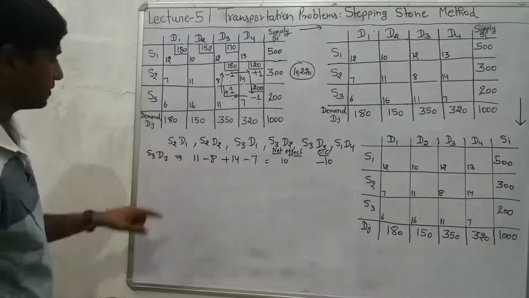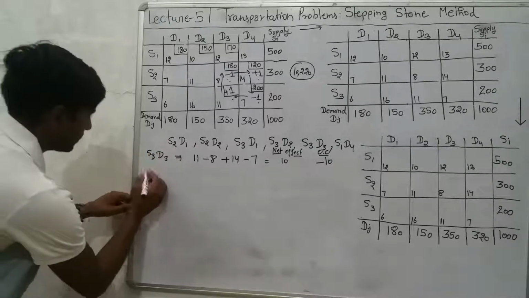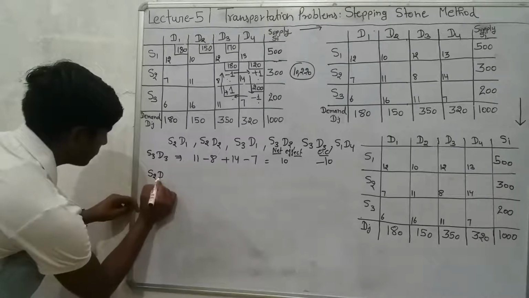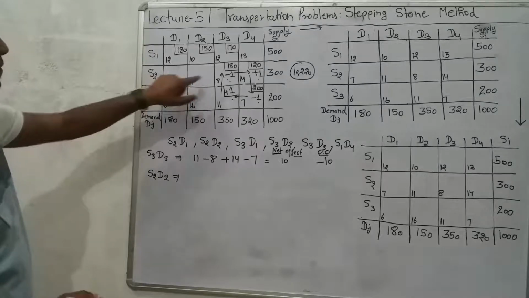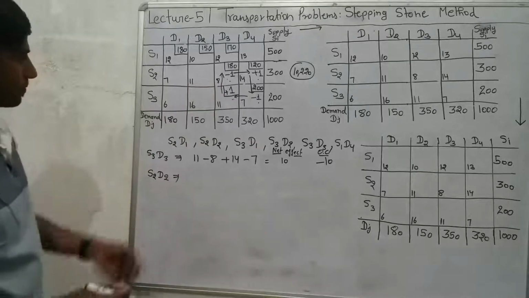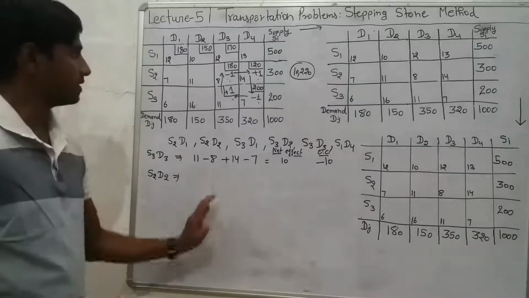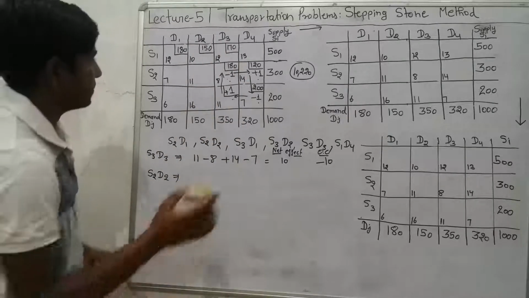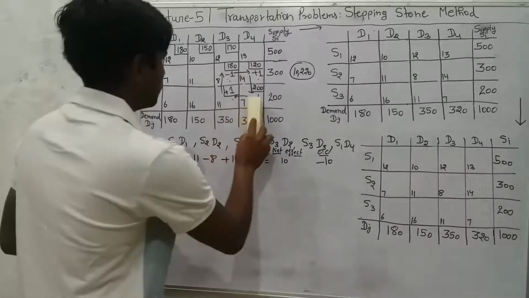Similarly, now calculate for every other empty cell. Suppose we are taking S2 D2. Where is S2 D2? It means we are talking about this particular cell. Now keep in your mind every rule I have told you about tracing a closed loop in this cell. I'm just clearing this so that it doesn't look messy.